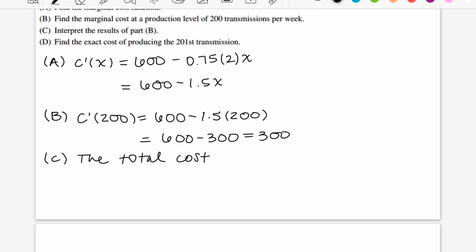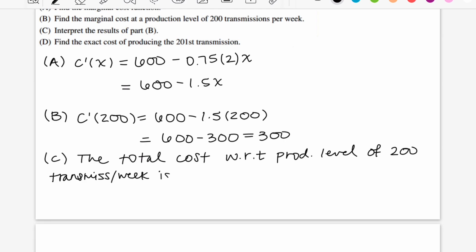the total cost with respect to production level of 200, and I'm going to abbreviate with respect to as WRT. So that's with respect to production level of 200 transmissions per week is going to be increasing at a rate of $300 per transmission. All right, so that is what that means there.